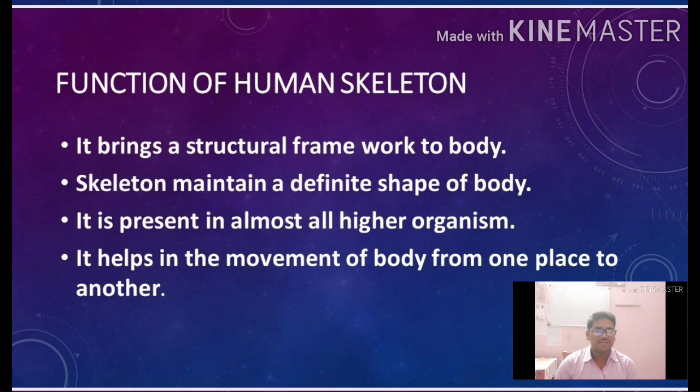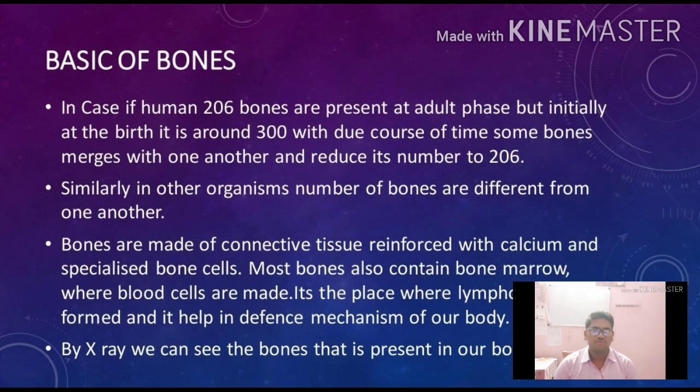Now, what is the basic of bones? In case of human, 206 bones are present in the adult phase, but initially when birth takes place, the baby contains 300 bones, and out of the 300 bones, some are merged with one another to form 206 in the adult phase. Similarly, in other organisms, the number of bones is different from one another.